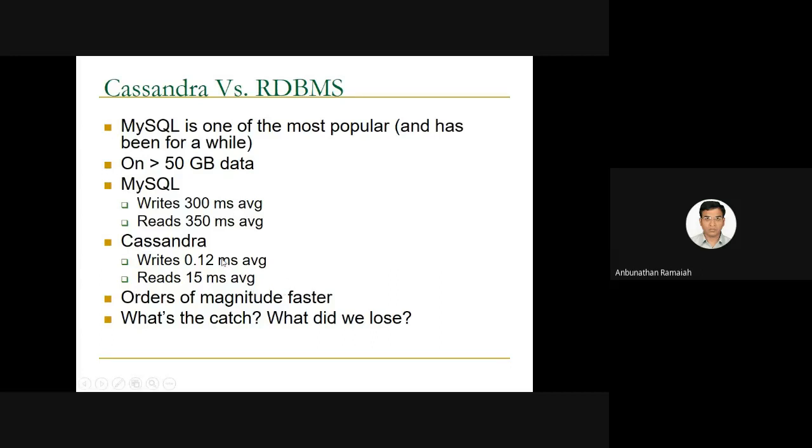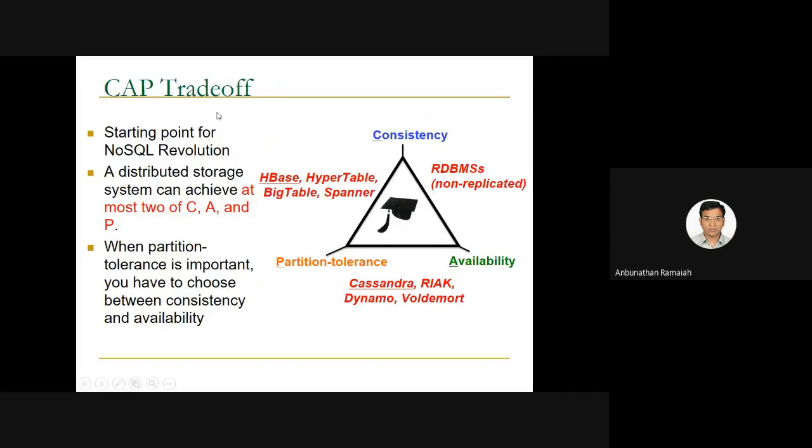You can compare these two data. How fast is NoSQL? Orders of magnitude faster. What is the catch? What did we lose? So this is the trade-off, the CAP trade-off. So we have consistency, availability, and partition tolerance.